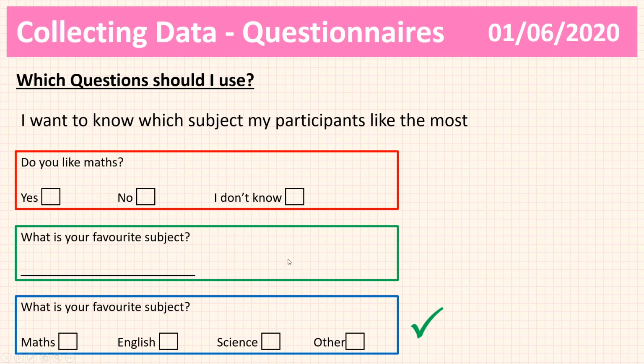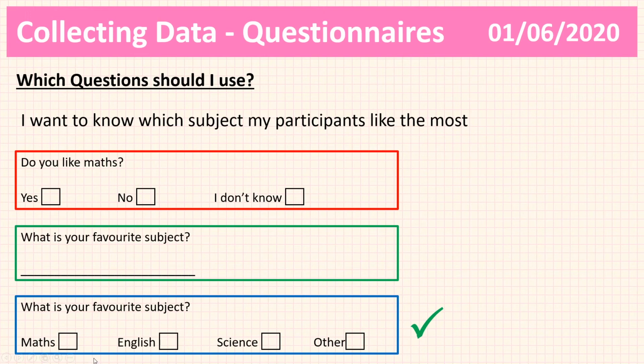Now, the next one, we could definitely use. We could have a what's your favorite subject and a blank space. That could definitely be an option for us. But once again, anyone can write anything in that spot. In which case, when we are collecting data, it would be very difficult when we collate the data together to make any options. It would mean we'd have to do more work.